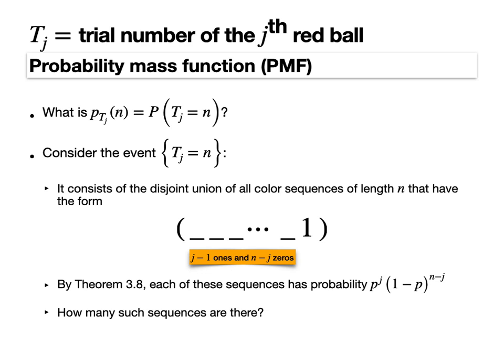To do that, as usual, we'd want to look at that event, that T sub j equals n, in detail. So think about the event that T sub 5 equals 20, for instance. What color sequences does that correspond to? Well, if T5 equals 20, that would mean that the 5th success occurs on trial 20. So you definitely would have a 1 in position 20 of that color sequence.